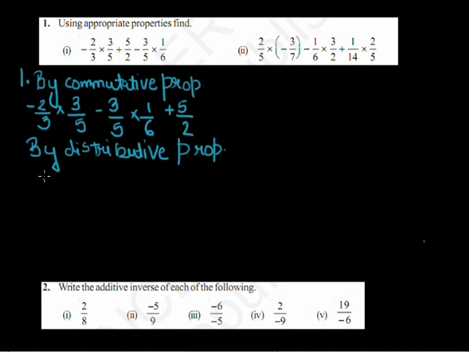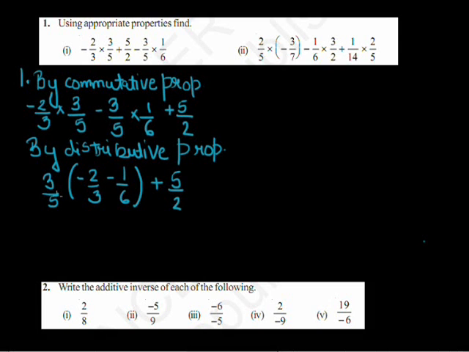I can take 3 upon 5 common. So in the bracket, minus 2 upon 3 minus 1 upon 6, plus 5 upon 2. So 3 upon 5 times minus 2 upon 3 minus 1 upon 6 in the bracket, plus 5 by 2. So this is the distributive property. Now I can solve the bracket.